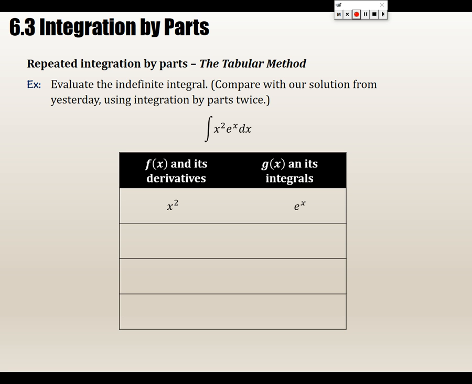Here come the derivatives of x squared until we hit 0. Okay. This technique works when you have something that differentiates in a finite number of steps to 0, like this.